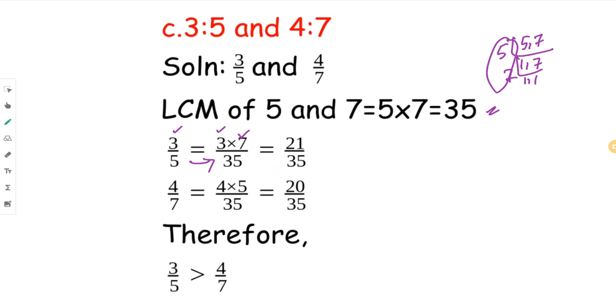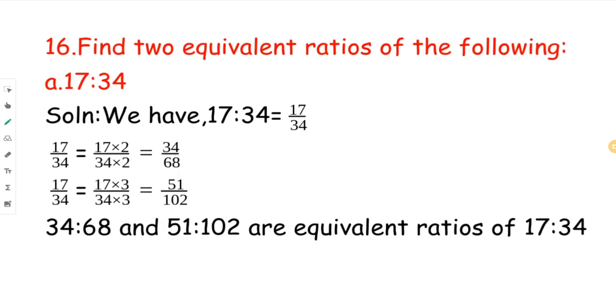5 7s are 35, then 3 7s are 21, and I'll have 21 by 35. Write down the numerator again, 4. 7, how many times are 35? 7 5s are 35, then 4 5s, when you multiply you'll get 20, and then we'll have 20 by 35. So it is clear that 21 by 35 is greater than 20 by 35. So 3 by 5 is greater than 4 by 7. That's it. All right, the last question, question number 16.